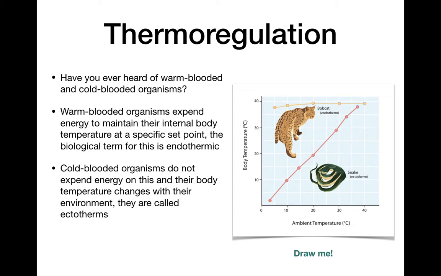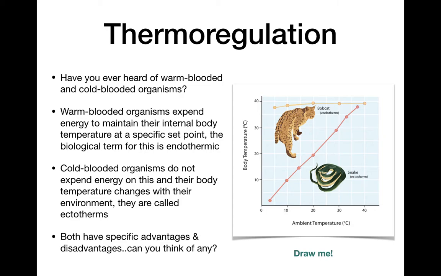Whereas cold-blooded organisms don't spend any energy maintaining a certain temperature. They just adapt to whatever environment they're in. So the temperature changes with the environment. So look at the graph here. When it's 10 degrees in the environment, it's 10 degrees inside the snake. When it's 20 degrees in the environment, it's 20 degrees inside the snake. Okay, so it adapts to the environmental temperature. It doesn't spend any energy or effort to maintain its own particular body temperature.